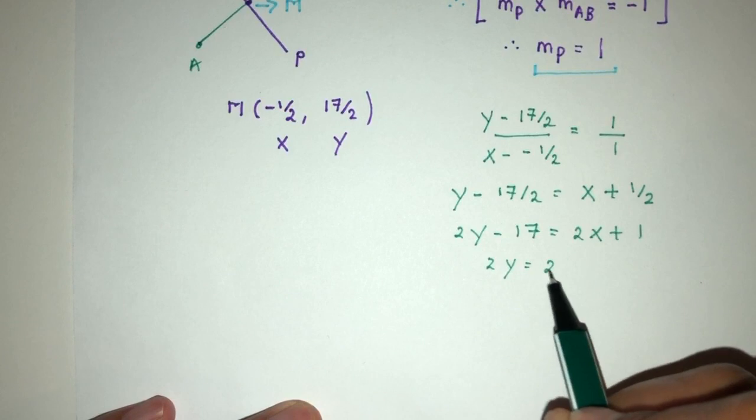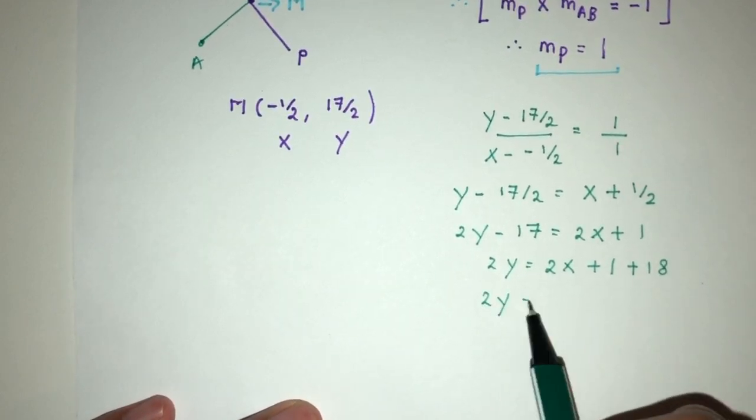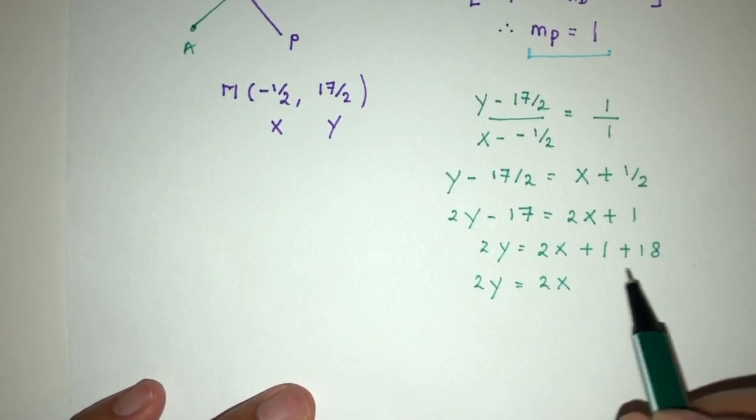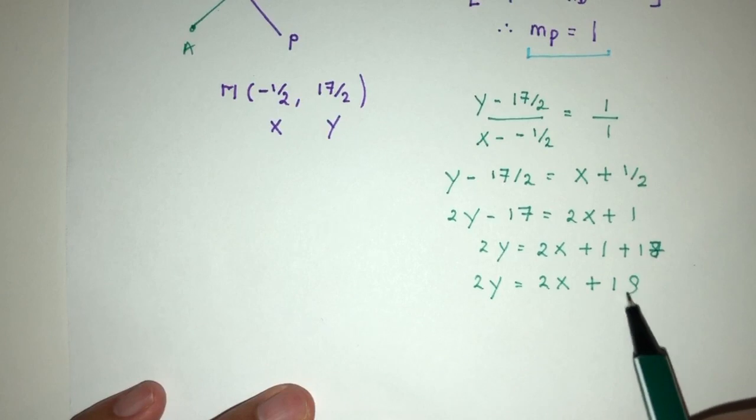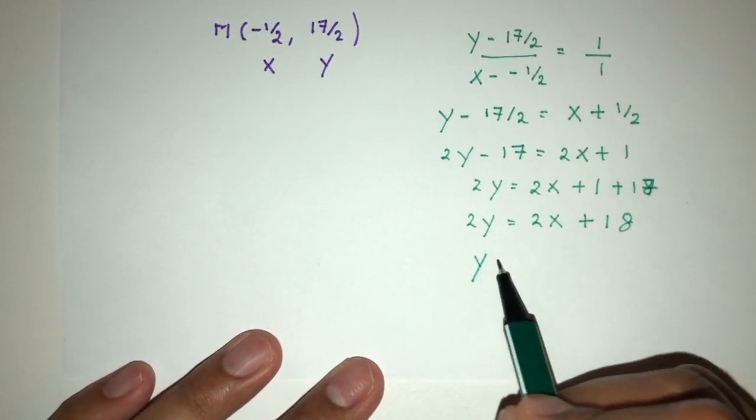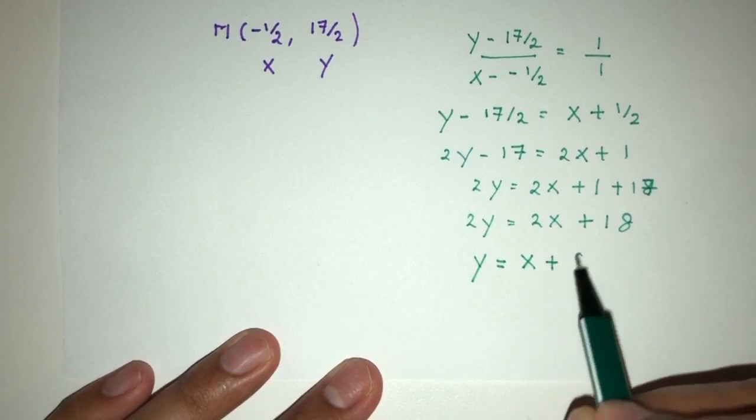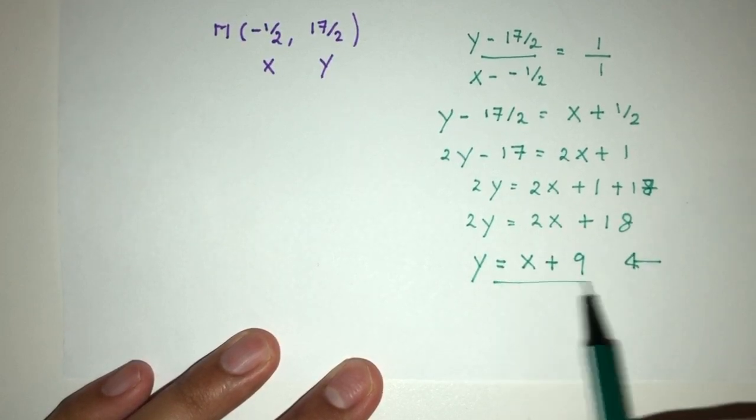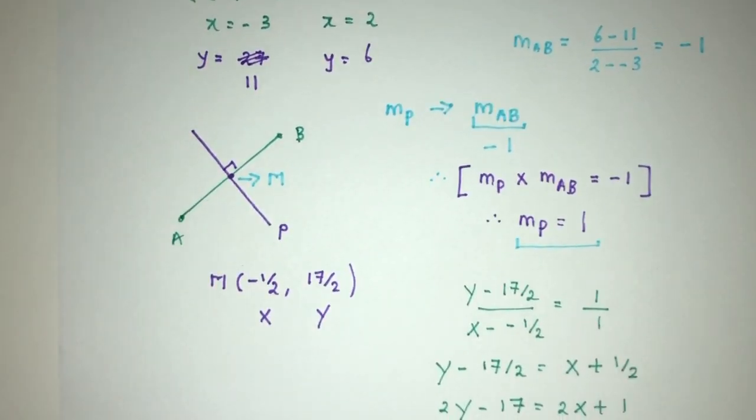2y = 2x + 1 + 17. So 2y has to be 2x plus the value of 1 plus 17, that is 18. So finally, we can divide by 2 everywhere. That should be y = x + 9 as your equation of that line P, which is your perpendicular bisector.